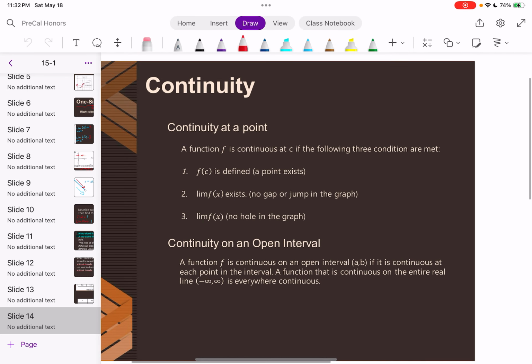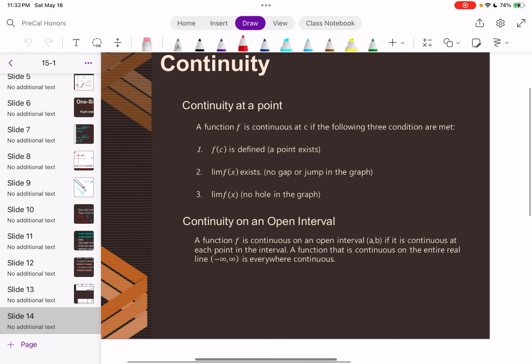In slide 14, we go over the continuity. Now here we are looking at 3 different examples of how these 3 conditions are met. So the first one says f of c is defined, a point does exist. Generally when that does occur, you will be seeing an equation that looks something similar to f of 1 is equal to a number, for example 2. So the limit of f of x exists, there's no gap, and there's no jump in that graph.